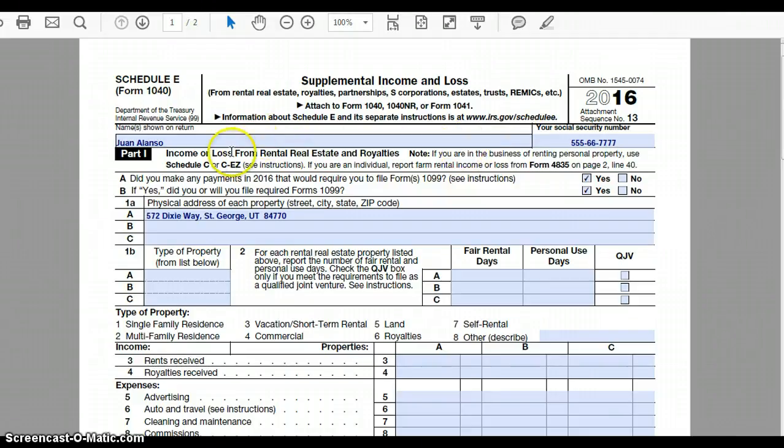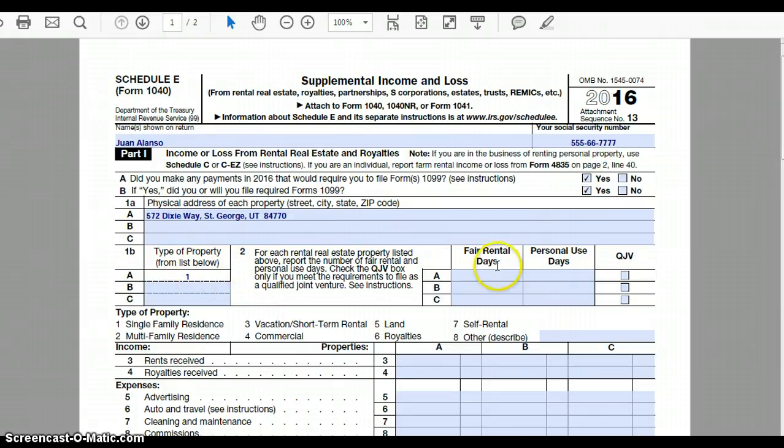Then we start with some questions. Did they make payments that would require 1099? Let's say yes. Did they or will they file them? Yes. All right, so 1A, we're going to start off with the physical address of the property. So here is a made-up address for that property. Then 1B, what type of property? Well, we look at the list. Let's say it is a single-family residence. So it's a type 1.